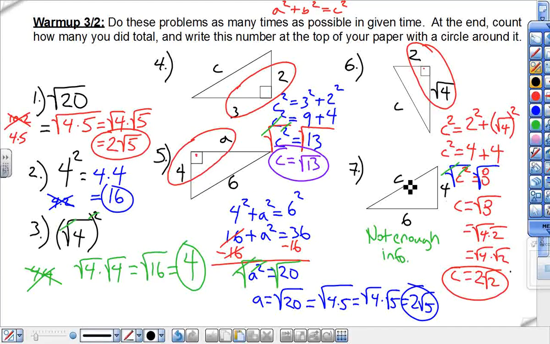So that was a trick question. That is not enough info. Look for that right angle. If it's not a right triangle, you could never use the Pythagorean theorem. Keep on going. Do not stop. If you need to keep doing problems in your notebook, feel free. Count those as part of your total. Good luck.